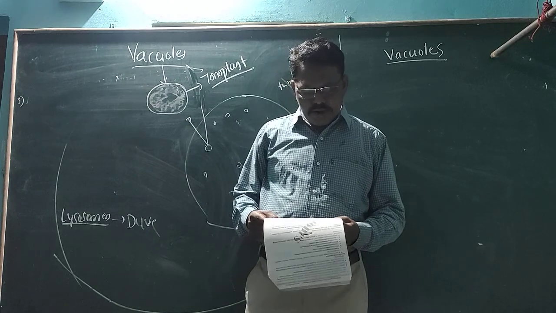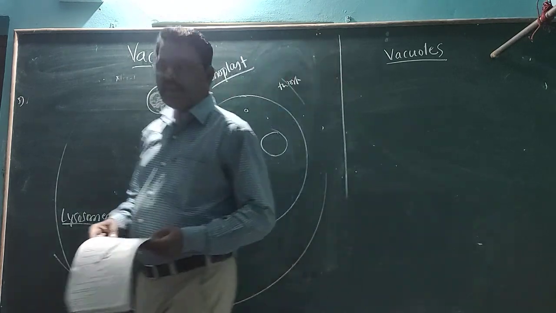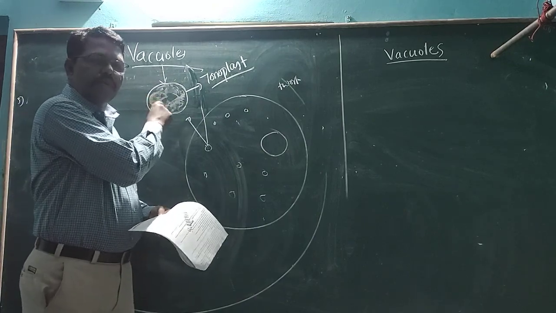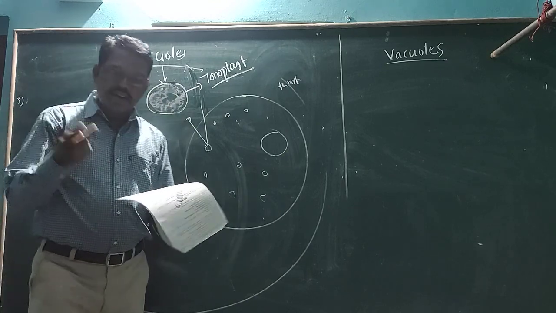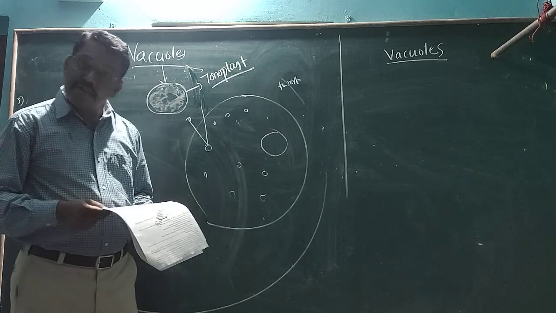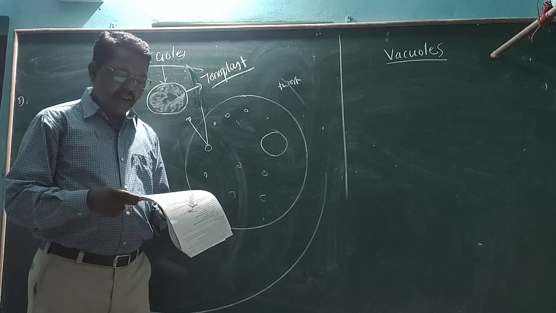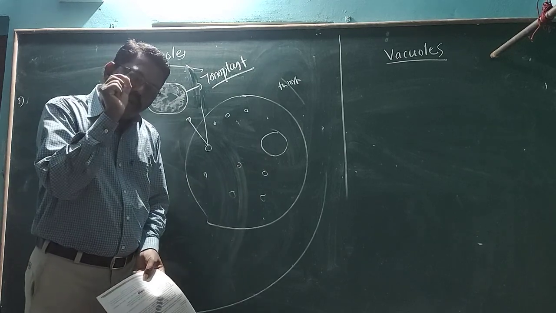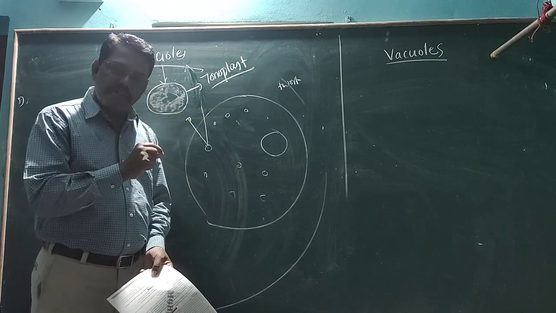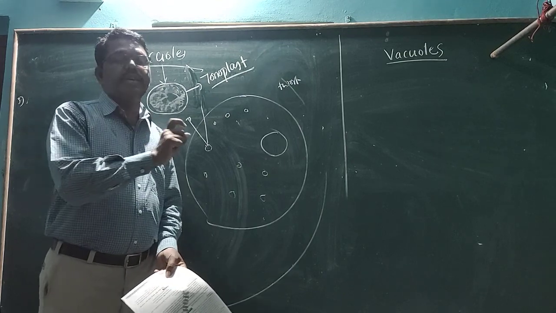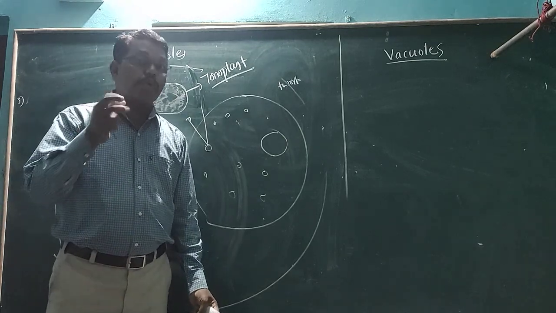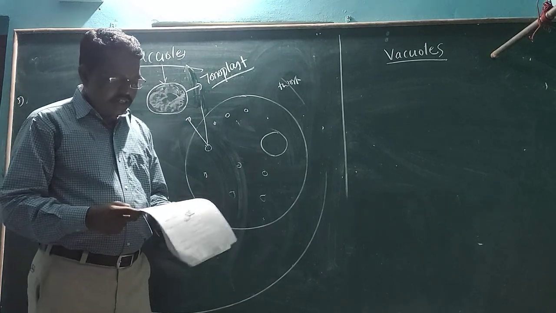The fluid present in the vacuole is called cell sap. It is composed of water, sugar, ions, pigments, and alkaloids, and sometimes also contains hydrolytic enzymes. In the animal cell, vacuoles are normally absent. If present, they are very small, and we can call them provacuoles. But in the plant cell, vacuoles are large.